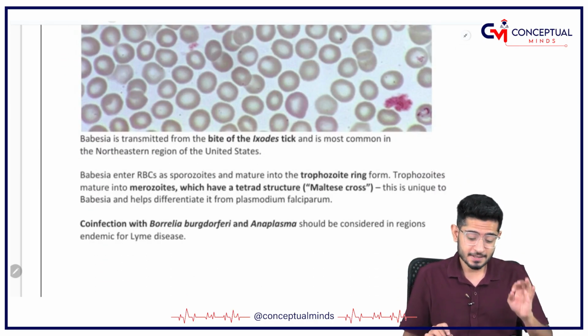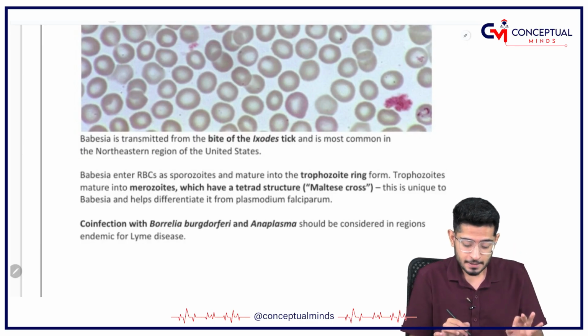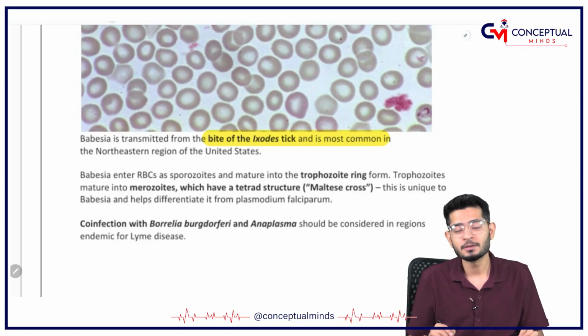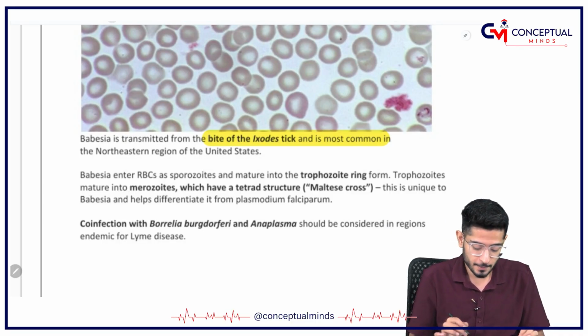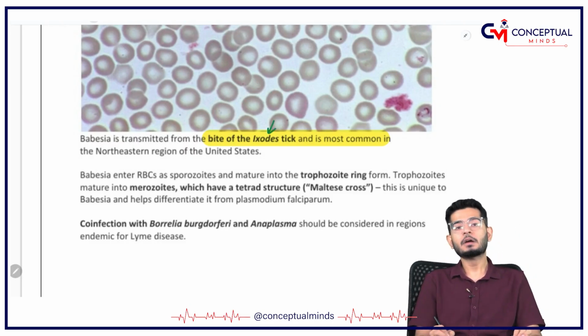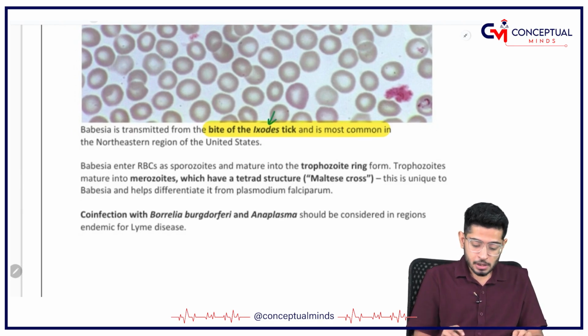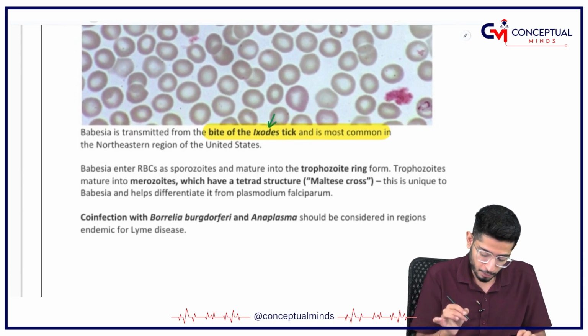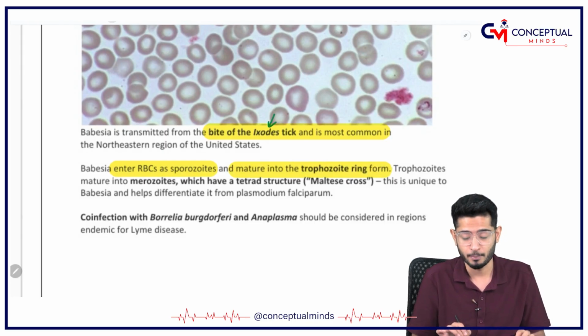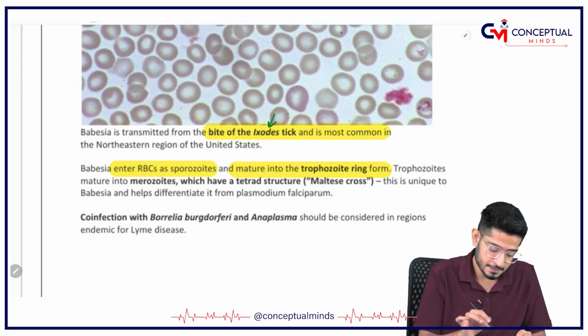So Babesia is transmitted via the bite of the hard tick. That's the most common transmission for Babesia. And remember, this hard tick is called the Ixodes tick. Okay. So remember, very important thing, Babesia enters the RBC as sporozoites and gets matured into trophozoites, the ring form. Okay. So entering as sporozoite.